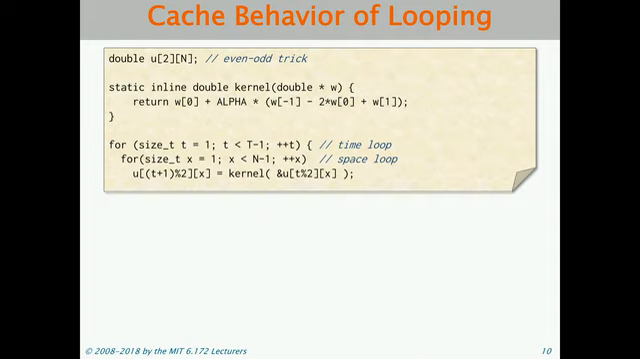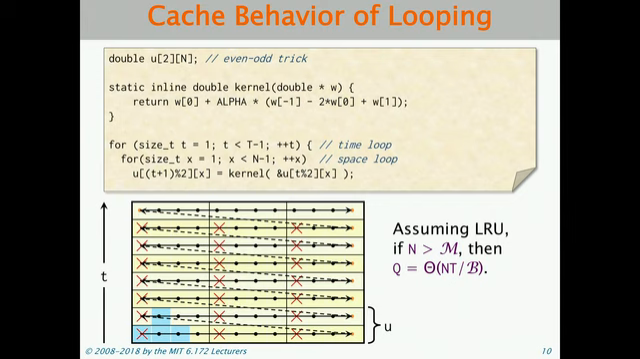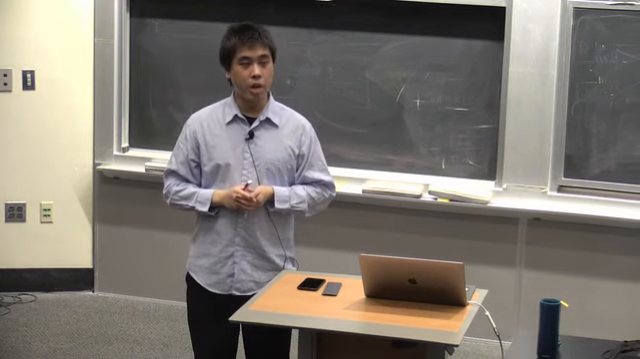OK, so let's look at the caching behavior of this code. So we're going to analyze the cache complexity. And we're going to assume the LRU replacement policy here because we can. And as we said before, we're going to loop through one entire row at a time before we go on to the next row. So the number of cache misses I get, assuming that n is greater than m, so the row size is greater than the cache size, is theta of nt over b. So how do I get this cache complexity bound here?